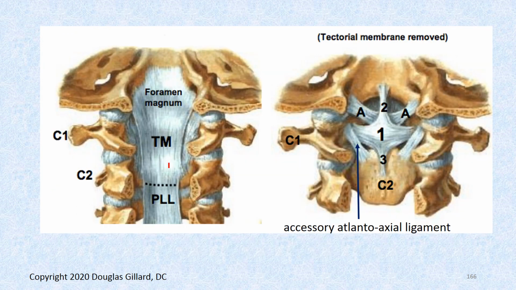Here's just another view. PLL, this is pretty deep, right? There's the posterior longitudinal ligament, turns into the tectoral membrane, which goes all the way to the foramen magnum. If you take this out and go deeper, then you can see the cruciform ligament here and the accessory atlantoaxial ligaments here, and the alar ligaments here, and the joint capsules. Are we good?